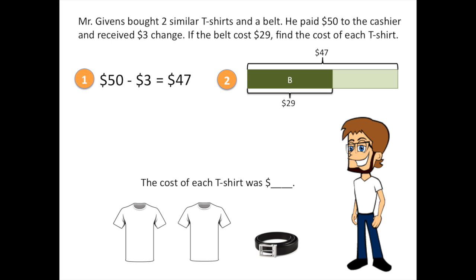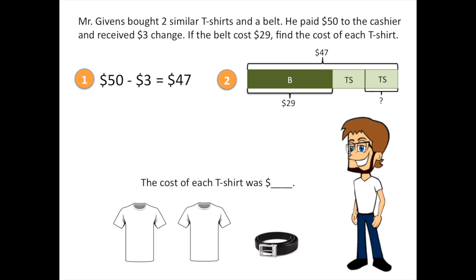Now the rest of the bar represents the two t-shirts. The two t-shirts cost the same amount of money. So I'm going to split that bar in half and label each part TS for t-shirt. And I want to know the cost of one t-shirt. So I'm going to label one of those parts with a question mark because that's what I'm trying to find. I don't want to label both parts with a question mark or I'll be finding out the cost of two t-shirts instead of just one.